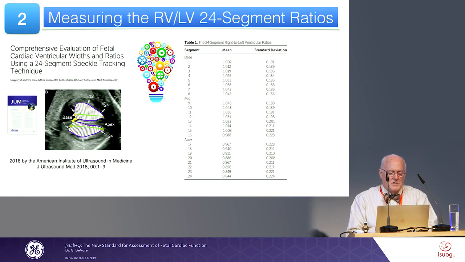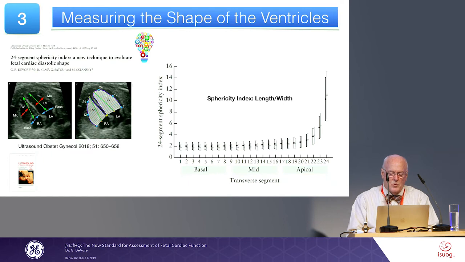Okay, now, the second thing we did was for the 24 segments, which represent the base, the mid, and the apical sections of the heart. The ventricle would be divided by thirds into the base, the mid, and the apex. This is the right to left relationships of these measurements. We did that because that would be important when we have cases of disproportion.